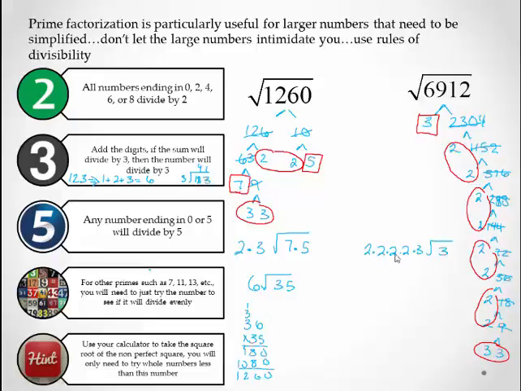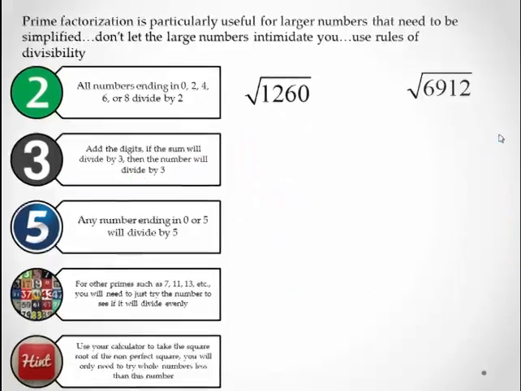So now I need to multiply all this together. 2 times 2 is 4, times 2 is 8, times 2 is 16, times 3 is 48, root 3. There is my final simplified answer. And again, if I want to check that, I can square 48 and then multiply that by 3.